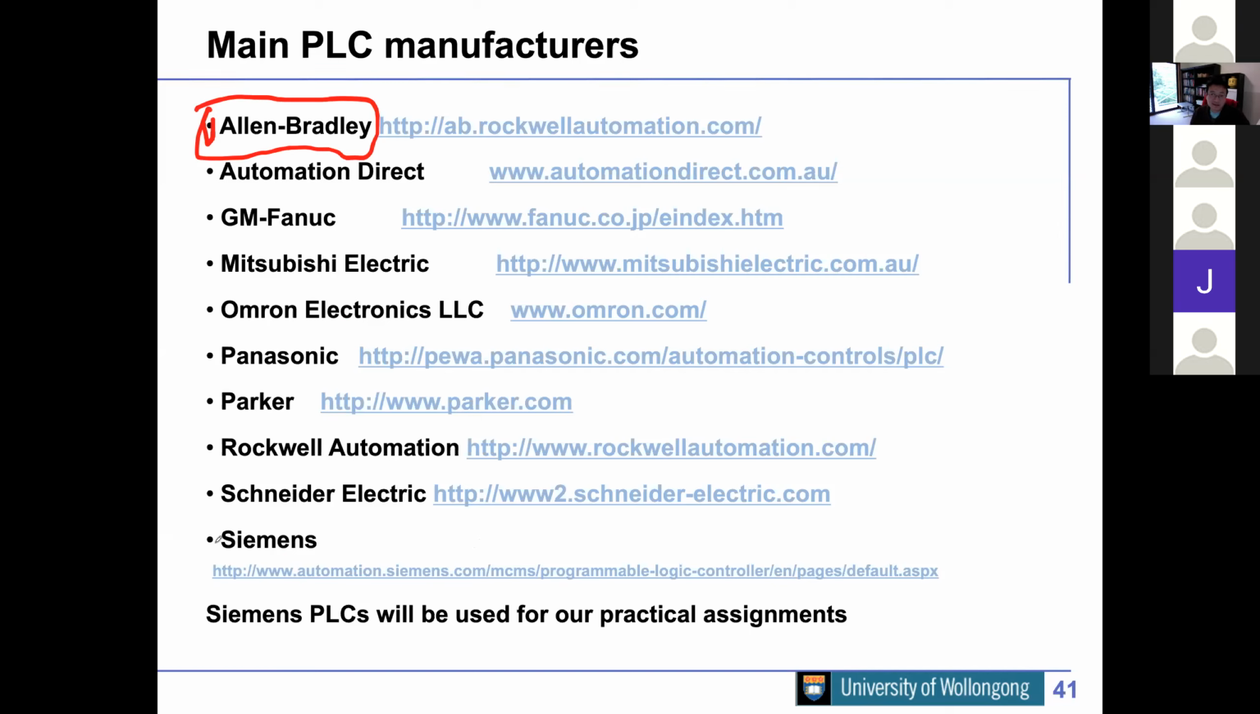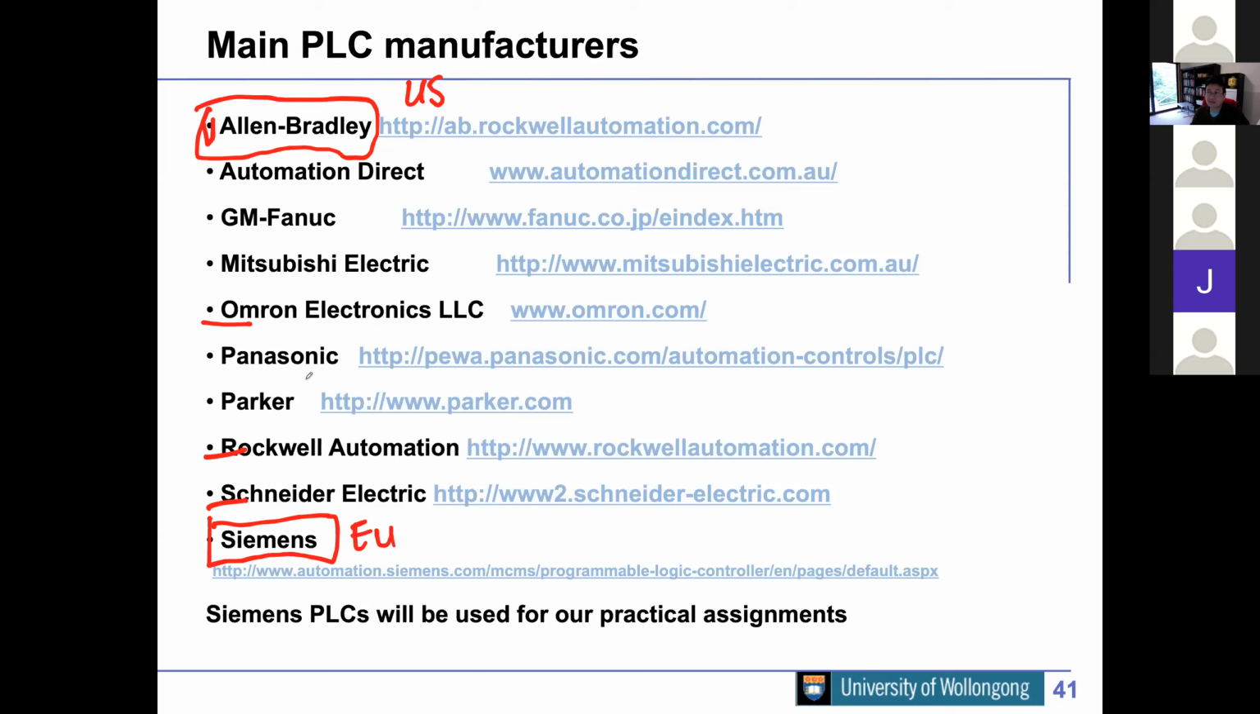So for that reason, for the labs, we're using Siemens PLC. Allen Bradley is mainly in the US, and Siemens is mainly in Europe and the rest of the world. I guess the US is always different from the rest of the world. So these are the two major types. There will be Rockwell, Schneider, Omron. So these five are probably the biggest five.